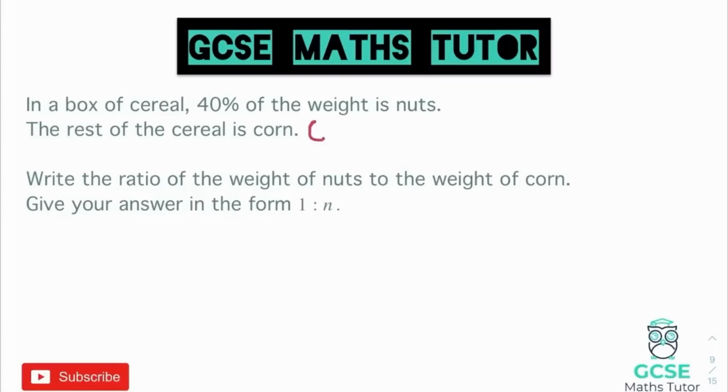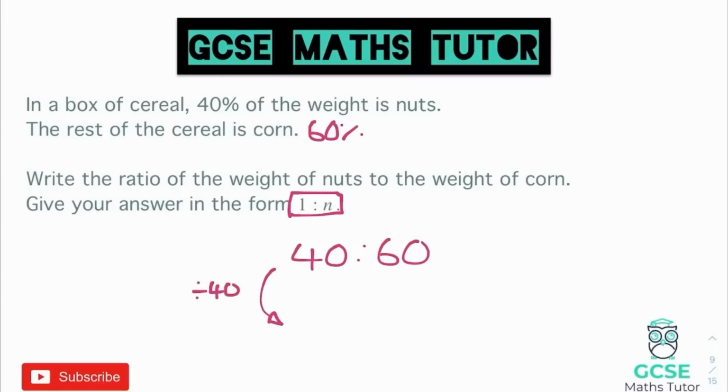So that must mean we get our ratio as 40 to 60. Now this isn't too bad. To get this in the form 1 to n, then we just need to look at the number on the left and think, what do we divide that by to get it to 1? And the answer is always just to divide it by itself. So we're going to divide it by 40.